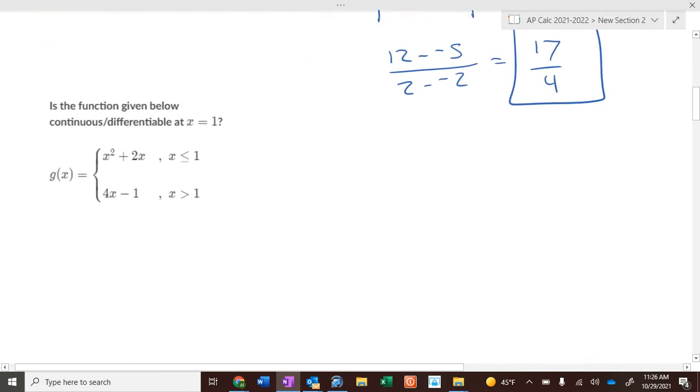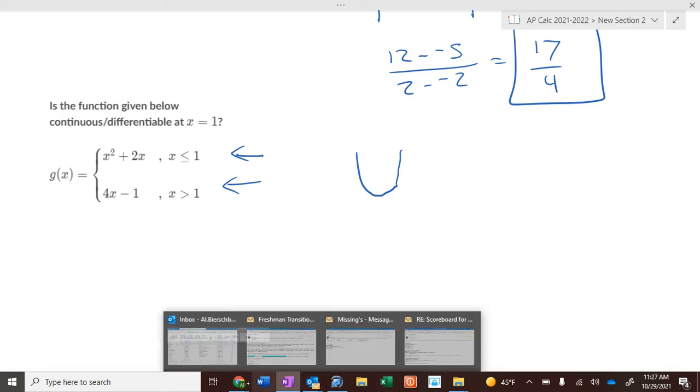Is a function continuous and differentiable at x equals 1? You will have several of these on the test. I only gave you one example, but you will see piecewise functions several times. Piecewise functions, when you have two different things, and there's a break. So this thing is going like this till you get to 1, and at 4x minus 1, then it goes like this. Okay?